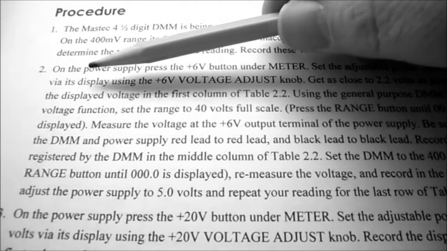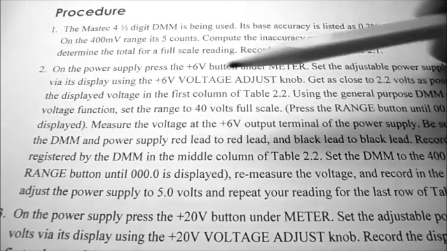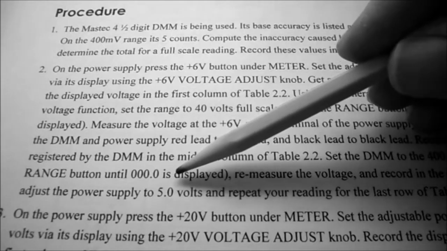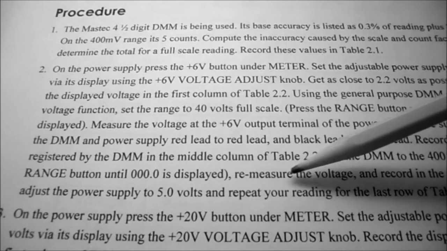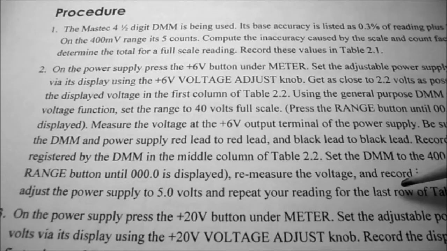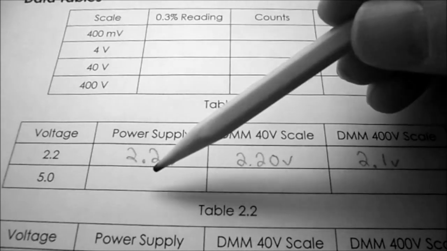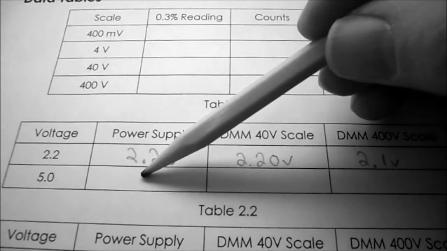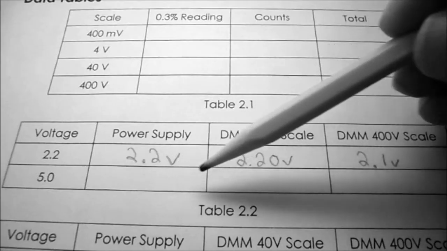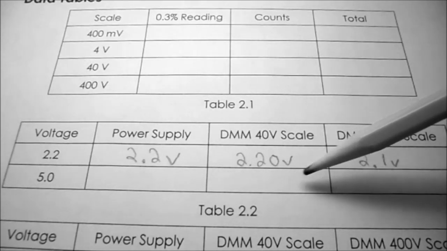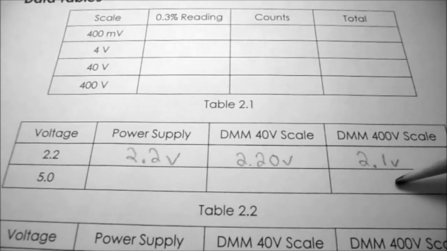Now, on the final step of procedure 2, what they want you to do is to now adjust the power supply for 5 volts and repeat your readings for the last row of table 2.2. So in table 2.2, write down what you set your power supply to, what your reading was on the DMM for the 40 volt scale, and what your reading was on the DMM at the 400 volt scale.